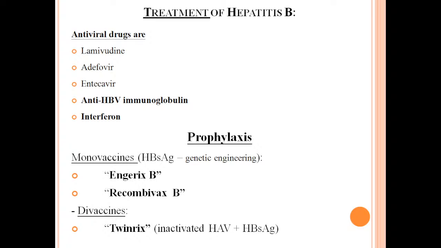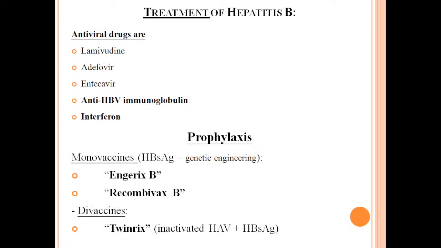Prophylaxis. Hepatitis B is such a widespread disease in all the countries. That's why today we use necessary or obligatory prophylaxis in any country. In all countries of the world, we must vaccinate the person. Vaccination against hepatitis B is made in the newborn during the first day after birth.